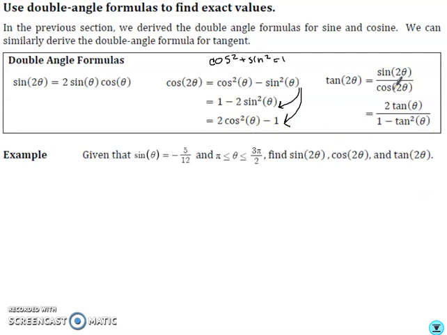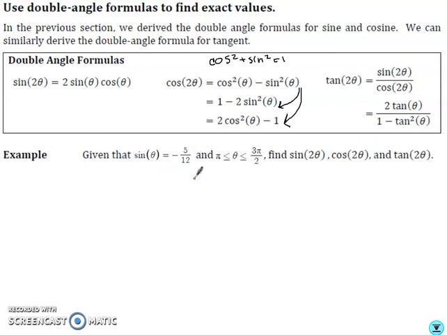Tangent has 2 options as well. So again, if I've got tangent of 100 degrees, it would be sine of 100 over cosine of 100. Or in terms of all tangent without our double angle, we can have 2 tangent 50 over 1 minus tangent squared of 50.